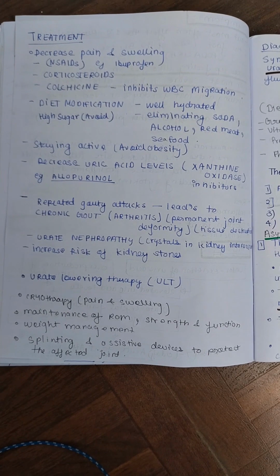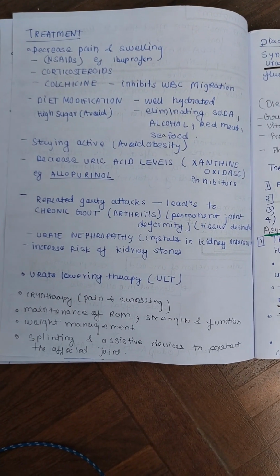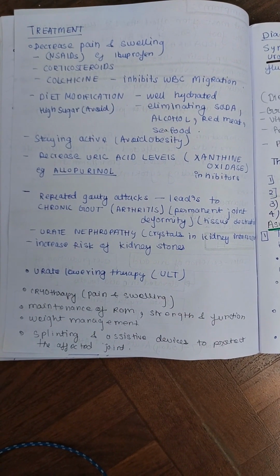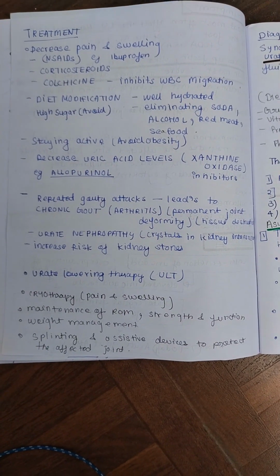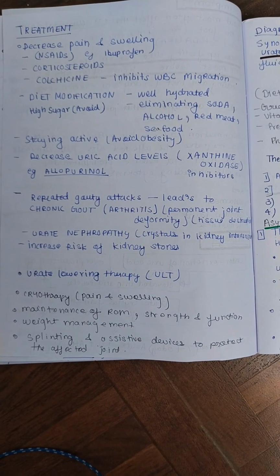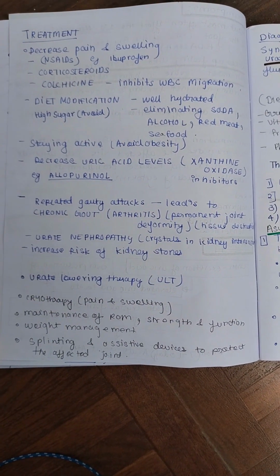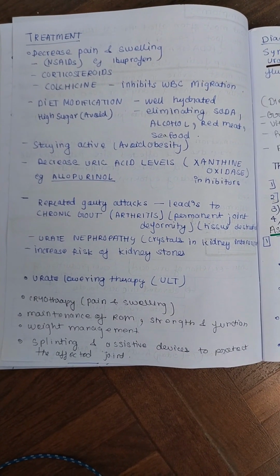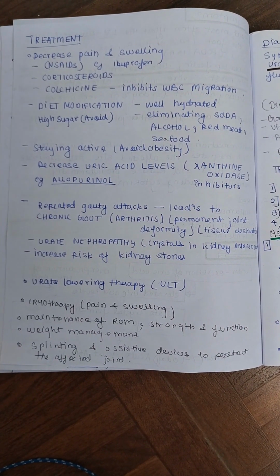As a physiotherapy management, we can use cryotherapy for pain and swelling, maintain proper range of motion of the joint, maintaining strength and function of the joint. Weight management can be given, as obesity is a risk factor of developing gout. Splinting and other assistive devices can be given to the affected joint to protect that joint from further deformities. And certain pharmacological management can be like NSAIDs for management of pain and swelling, for example ibuprofen.